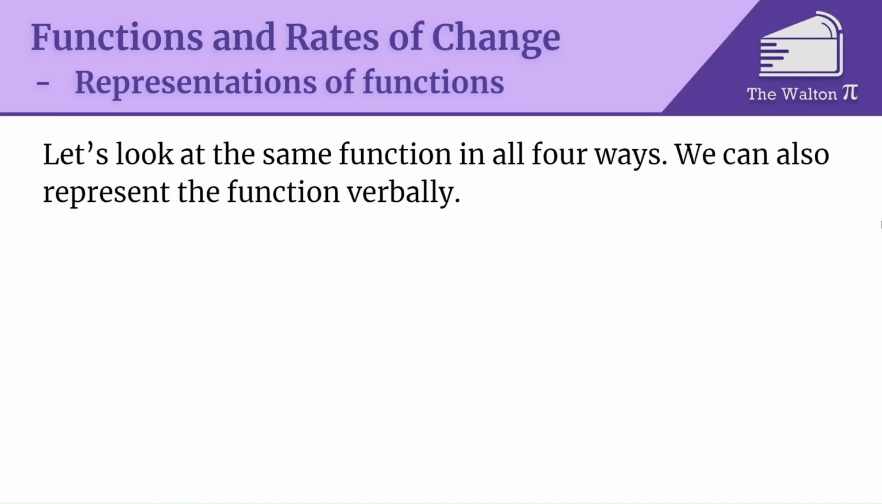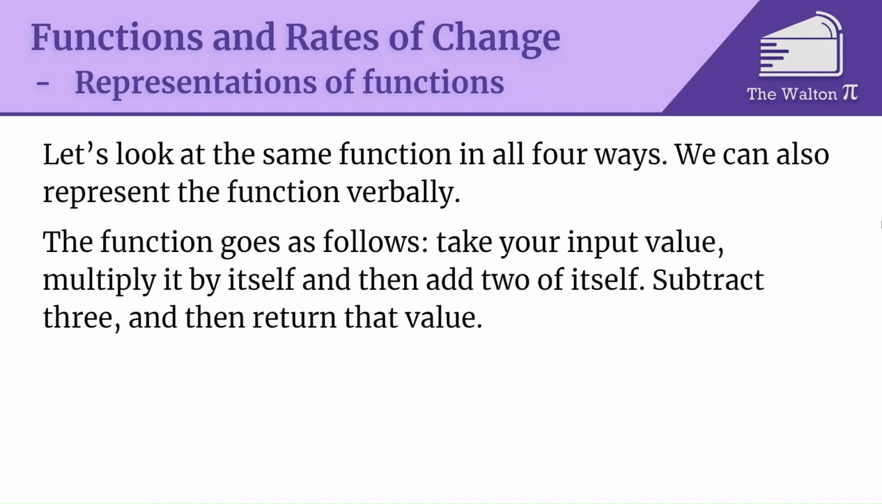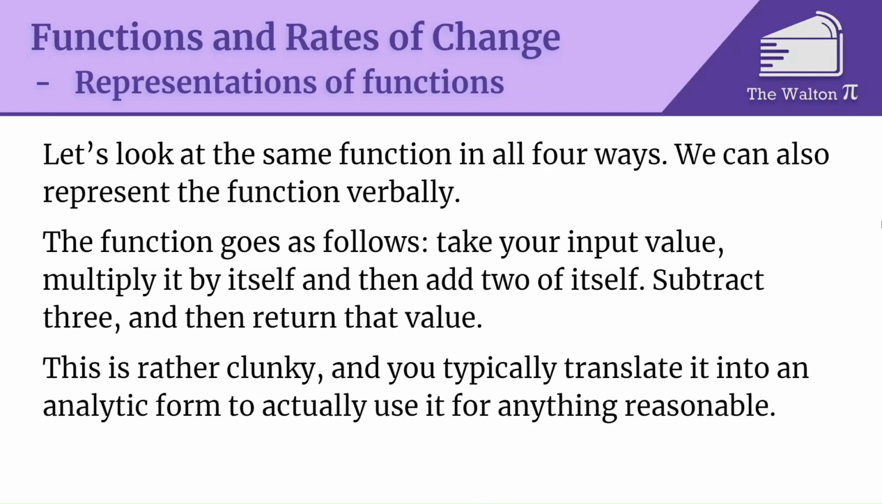Now, we could also represent this function verbally. So here's the rule for the function. Take your input value, multiply it by itself, add 2 of itself, and then subtract 3, and then return that value. This is a really clunky way. I don't like this. Anytime I have it like this, I usually translate it into an analytic form. If you want to do anything, you've got to change it.